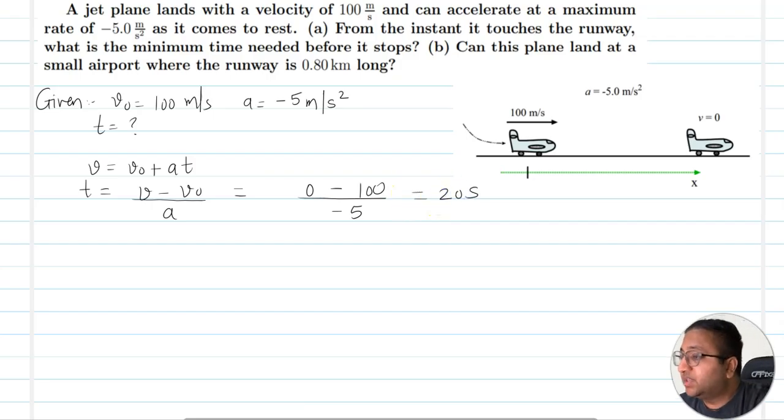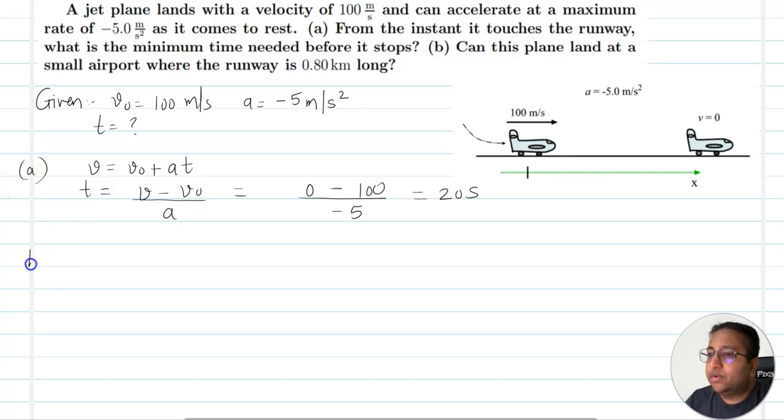So physically what it means is it will take the jet plane about 20 seconds to come to rest if it lands at a speed of 100 meters per second. So that is part A of the problem.